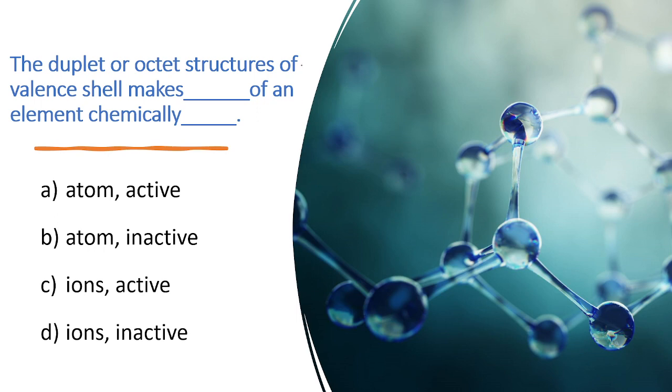Okay, so the first question is, the duplet or octet structures of valence shell makes dash of an element chemically dash. So here are the options. Start writing in the comment box what is your answer. You can pause the video here. I am giving you the answers.